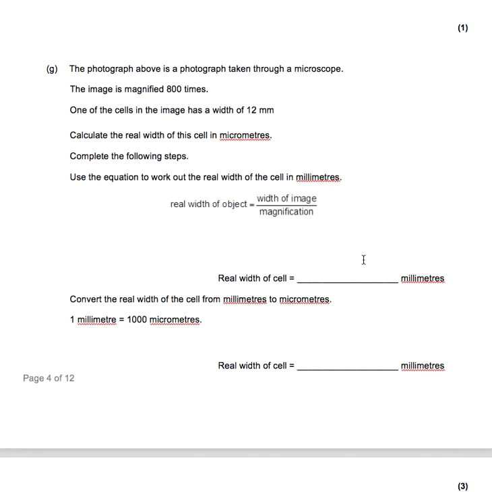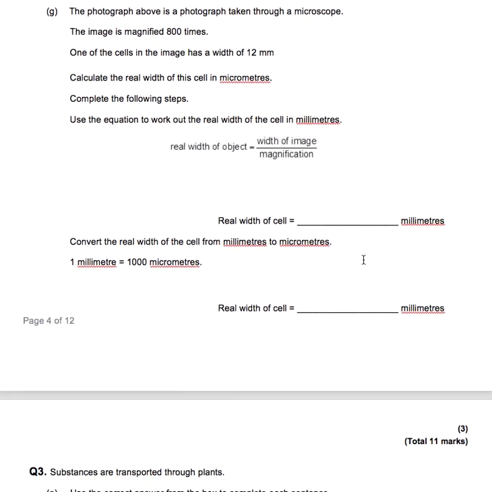In G then, the photograph above is a photograph taken through a microscope. The image is magnified 800 times. One of the cells in the image has a width of 12 millimeters. Complete the following steps. Use the equation to work out the real width of the cell, which is the width of the image divided by the magnification. So you're going to do 12 divided by 800, and you're going to come up with the answer of 0.015.